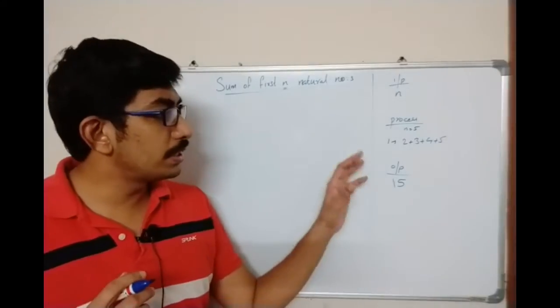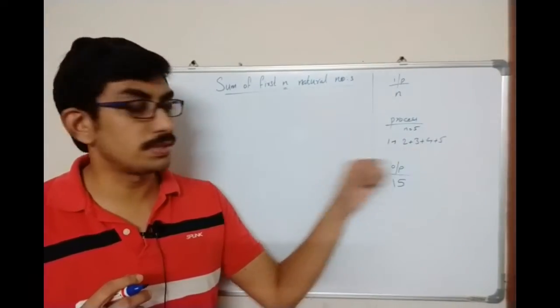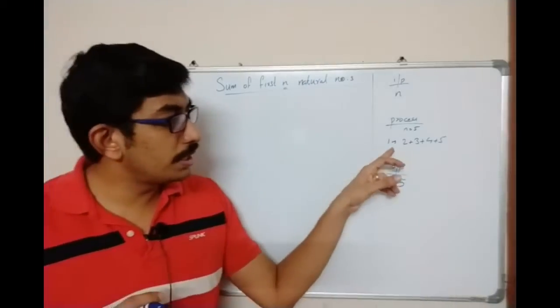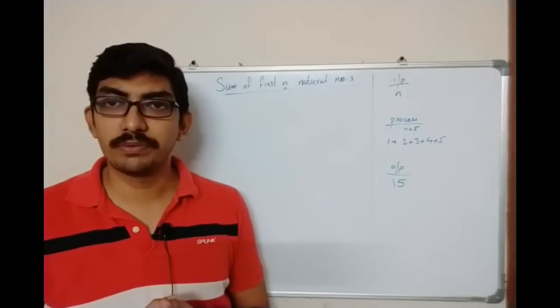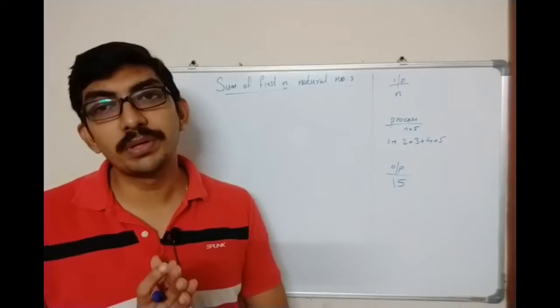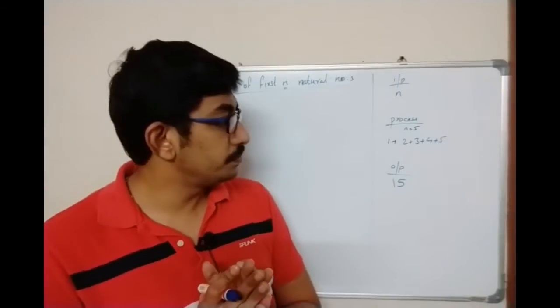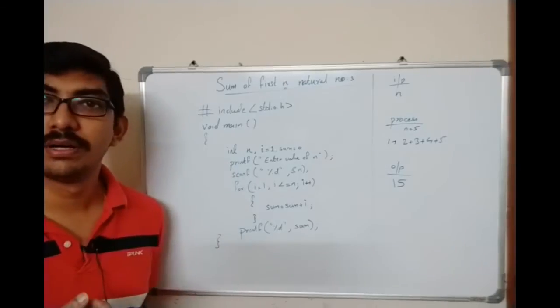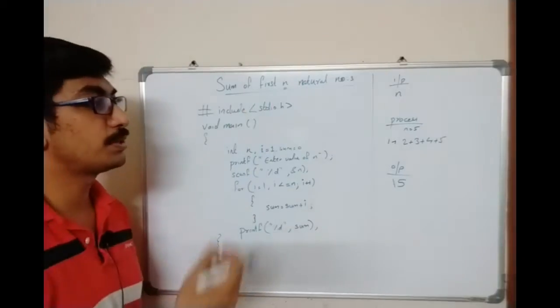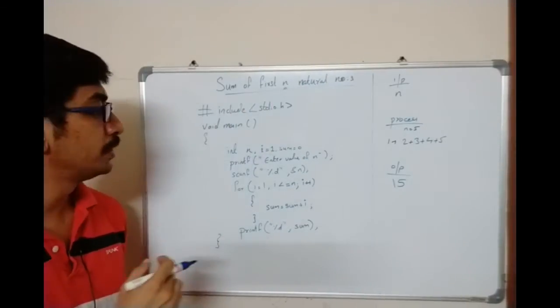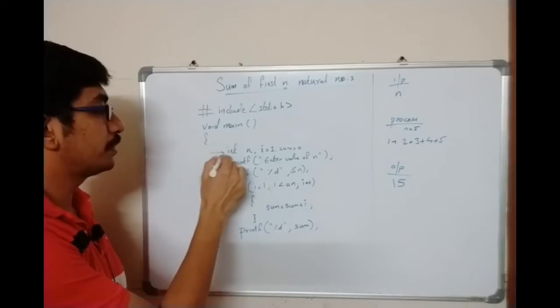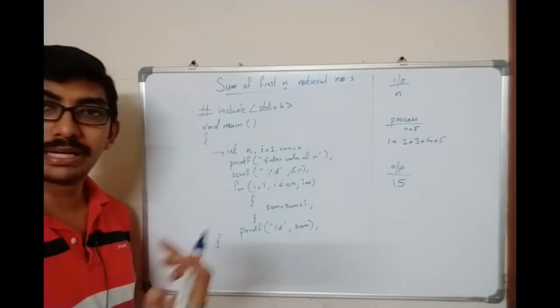Now we will see how we can implement this process. Here you can see that the addition process is repeating multiple number of times, which means there is a loop in your program. Now I have written the code for finding the sum of first n natural numbers. We will see how this will work. So I have declared the variables. n is for reading the input.